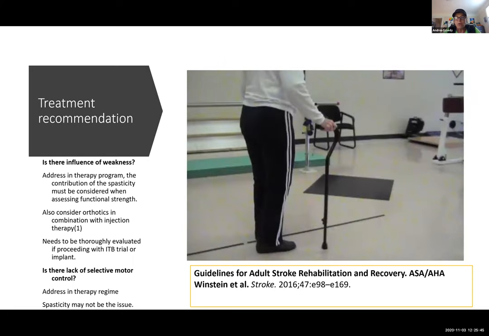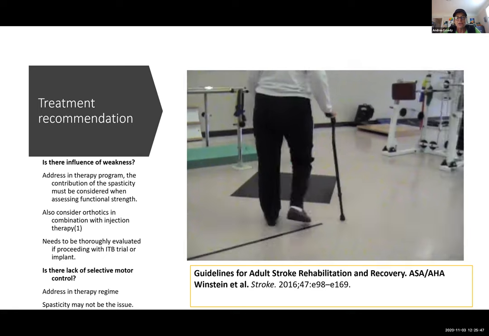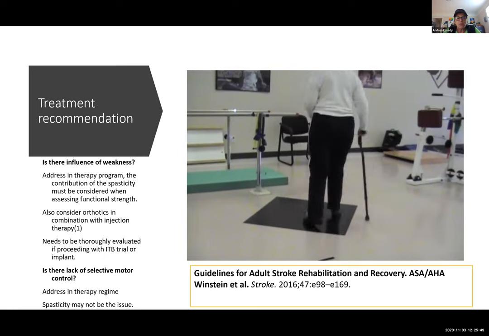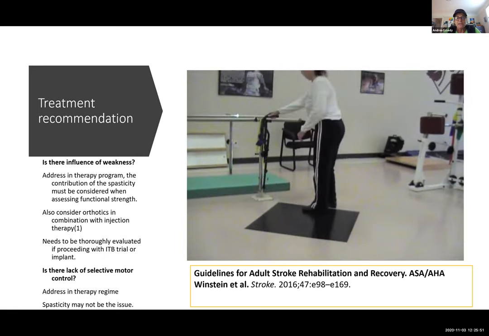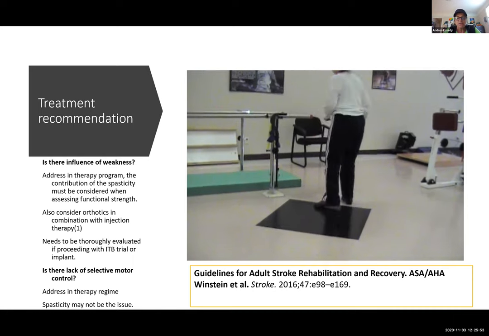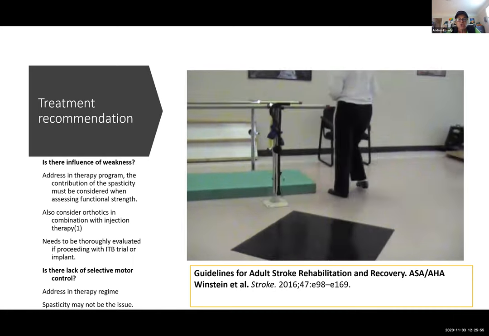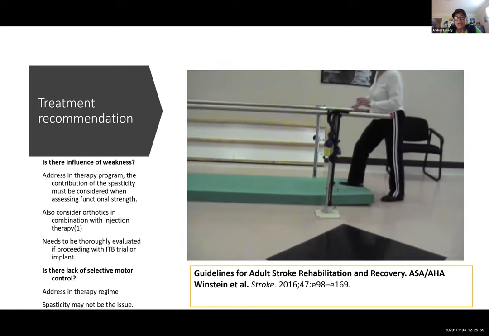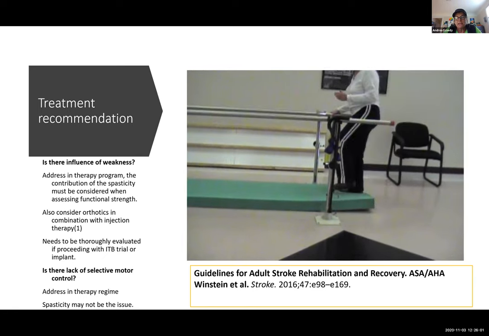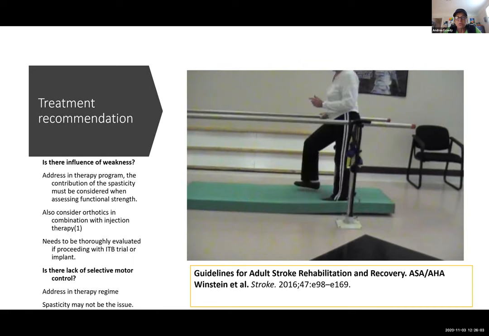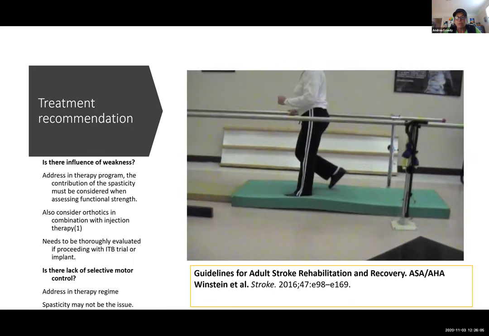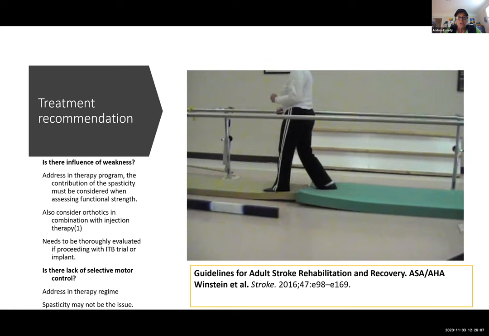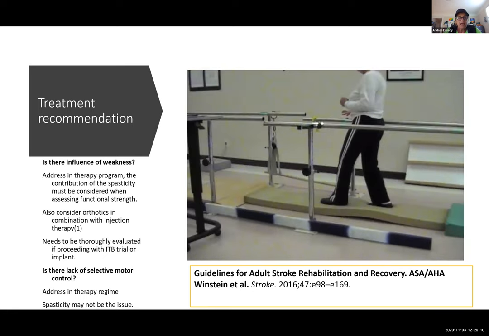But remember, when this lady goes into the parallel bars, what happened? We see that she actually can break through it. So this was more a motor control issue in her case. It's not a spasticity. She can break right through it in the tone. This is a motor program problem. So this right here is telling us probably not a candidate.